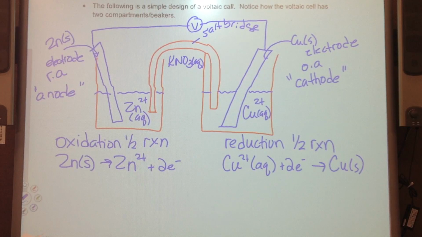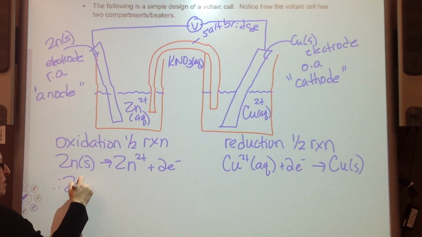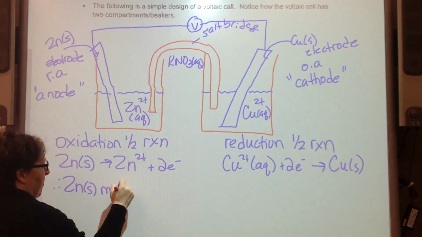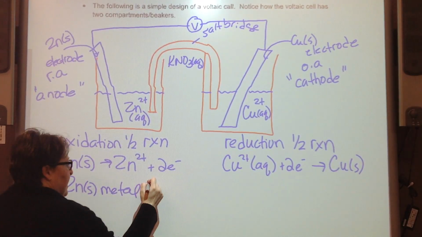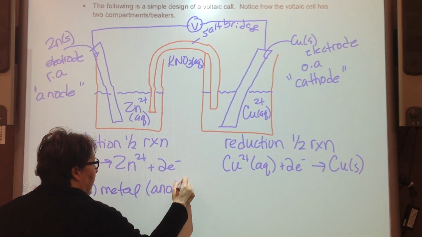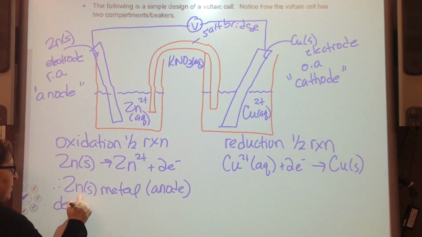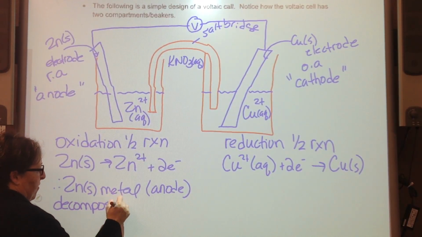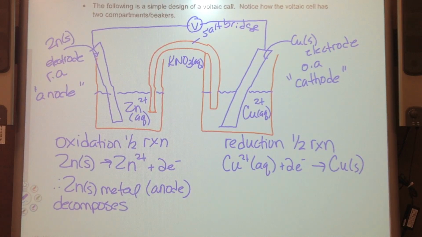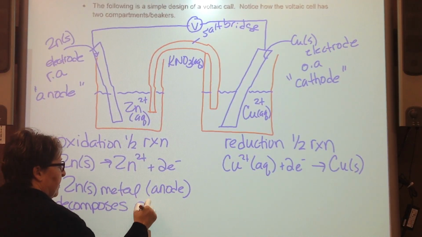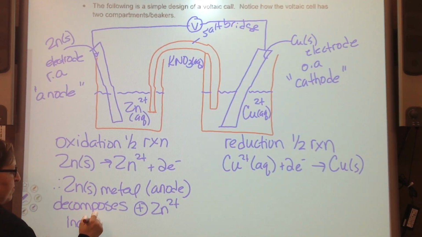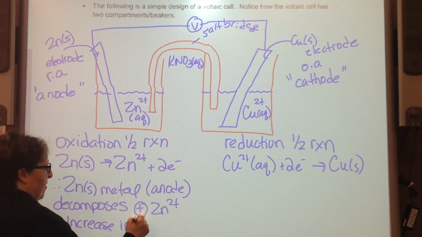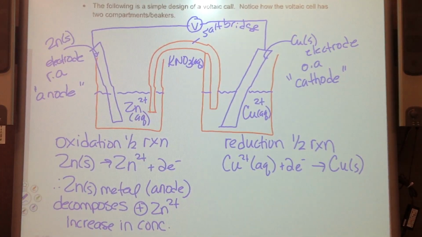Okay? So, what does this mean? This means that the zinc metal as the anode decomposes. So this metal is going to break down and the zinc 2 plus ions are going to increase in concentration. Okay?